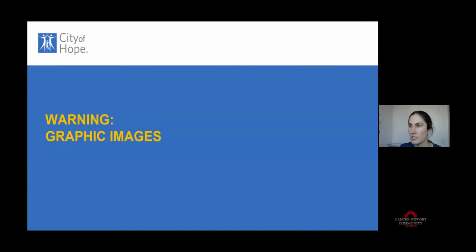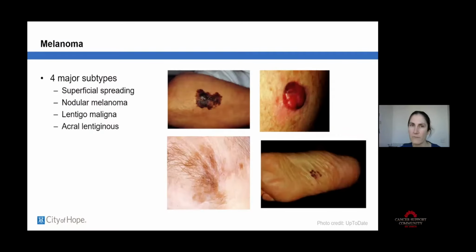So some images of melanoma here. There's basically 4 major subtypes. Superficial spreading, which you can see in the top left corner, then the nodular melanoma, lentigo maligna, bottom left. That one's actually not an invasive melanoma yet. It's more of an early stage for melanoma, so good to catch it at that point. And then acral lentiginous. That's a melanoma that would form on the sole of the foot.